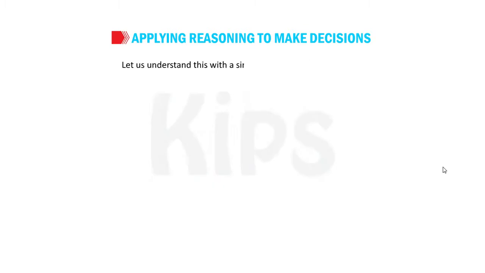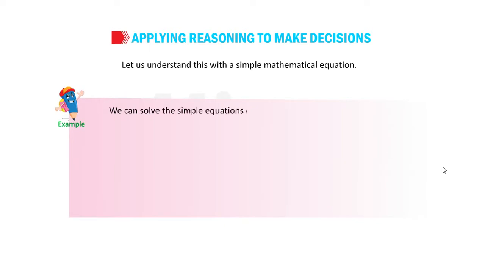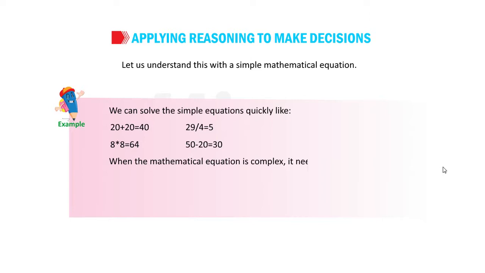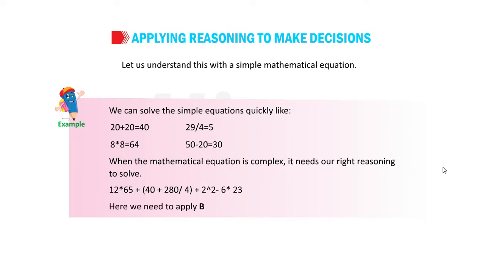Let us understand this with a simple mathematical equation. We can solve simple equations quickly, like 20 plus 20 equals 40, 20 divided by 4 is equal to 5, 8 into 8 equals 64, 50 minus 20 is equal to 30. When the mathematical equation is complex, it needs our right reasoning to solve. 12 into 65 plus 40 plus 280 divided by 4 plus 2 raised to power 2 minus 6 into 23. Here we need to apply BODMAS rules to give the correct solution.